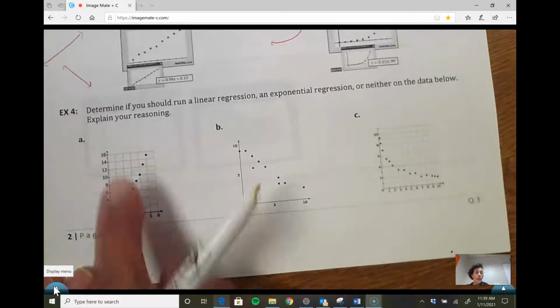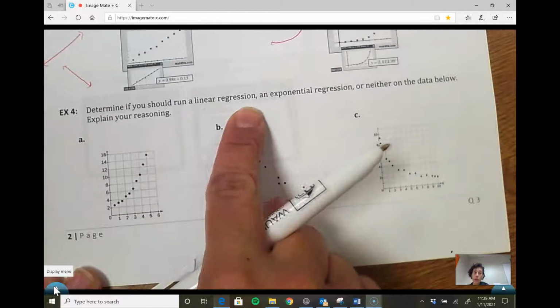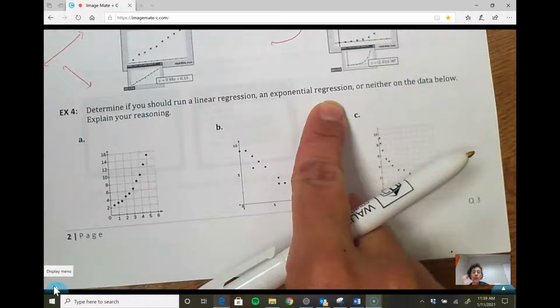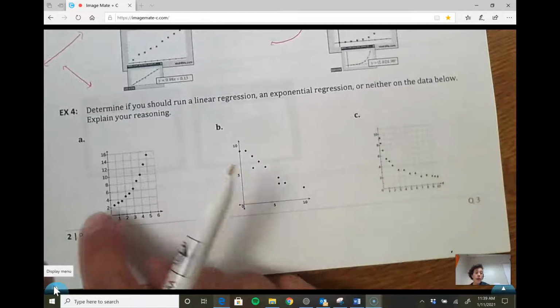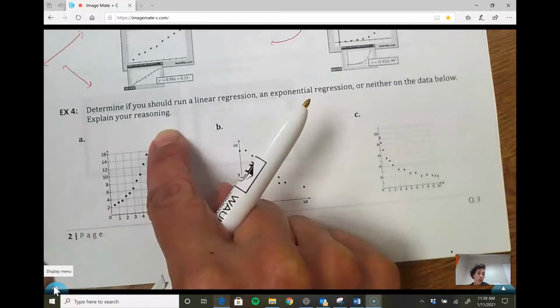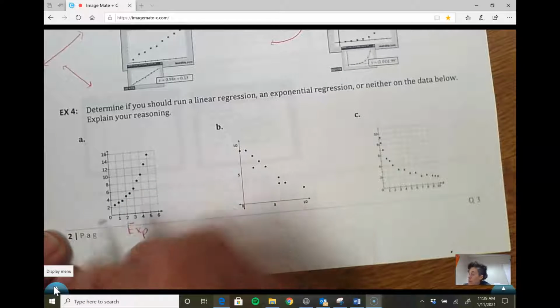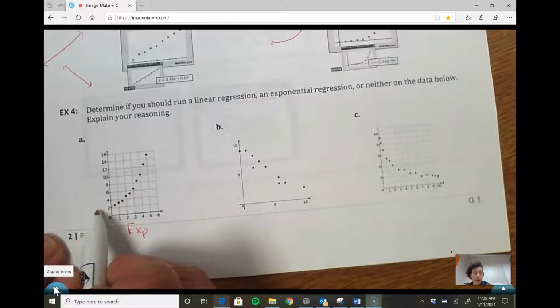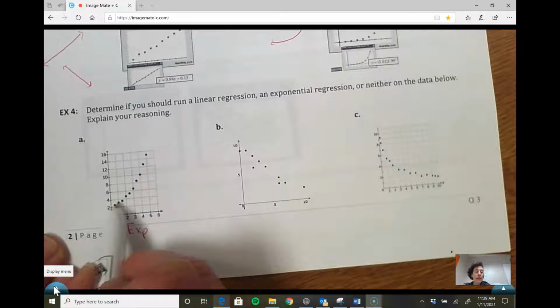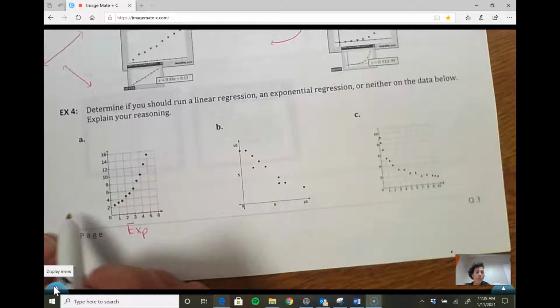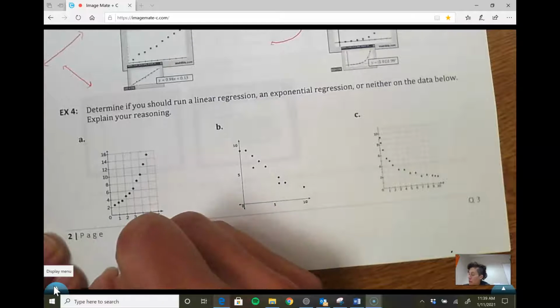So this one, determine if you should run a linear regression, an exponential regression, or neither. On this one, I definitely see a curve, so I would say this is exponential. What's missing from that curve is this flat part over here, but I can definitely envision it. Even if I don't see it all, could it be there? So I would run an exponential regression.